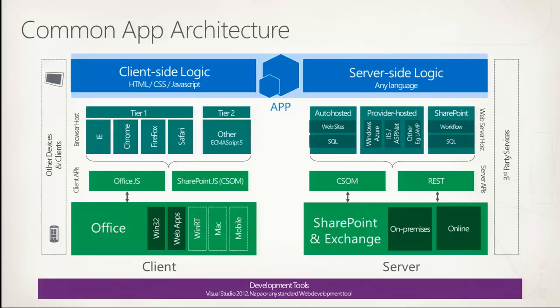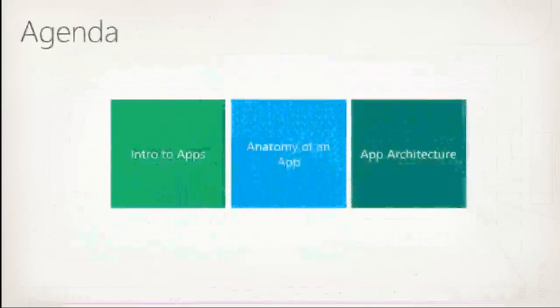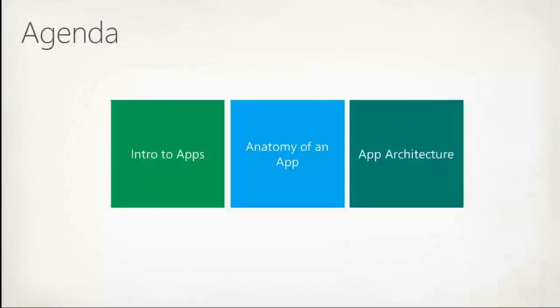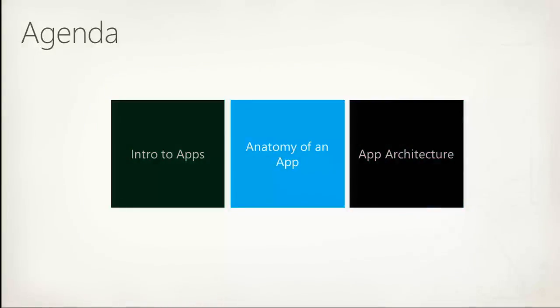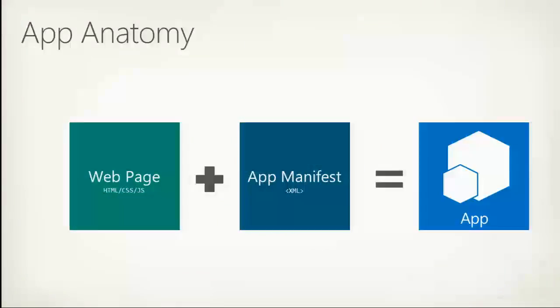So with that, I'm going to jump into the anatomy of an app for Office and go to the basics. I want to make sure that we understand the basics, and then we start growing in complexity to see what is possible with the app model. In the keynote, you saw an app is really something simple. An app is a web page plus a manifest in its simplest form.